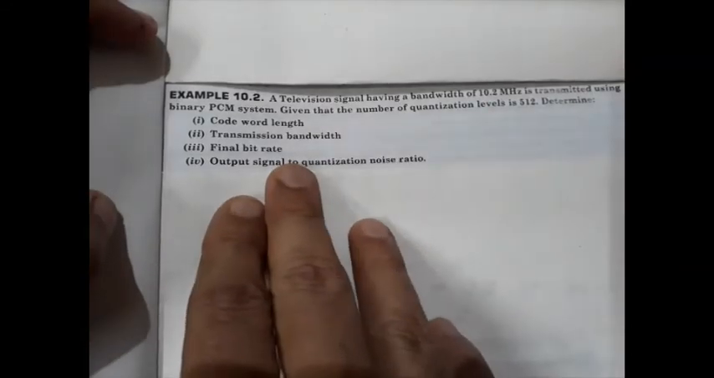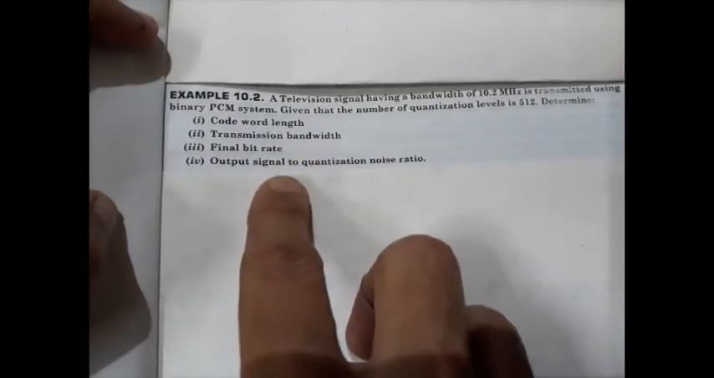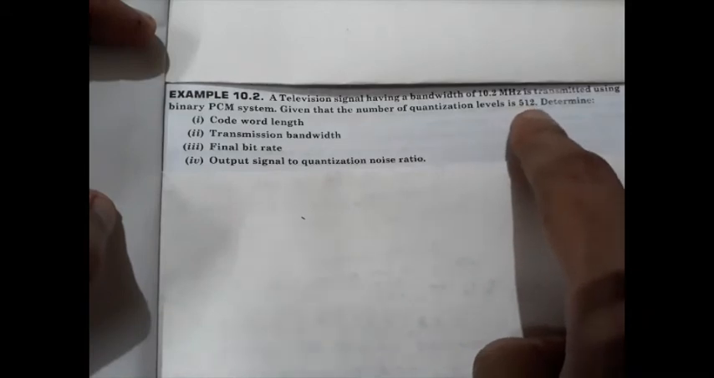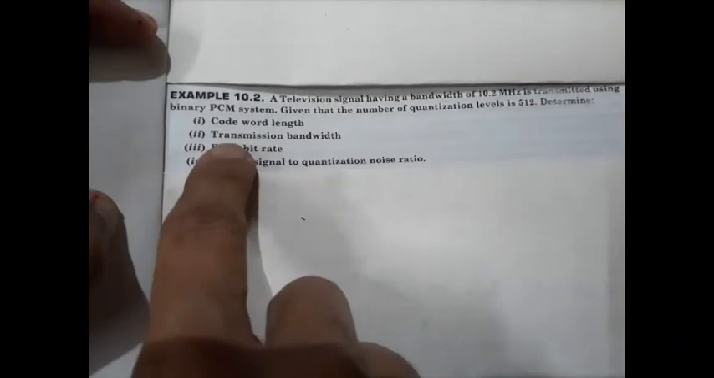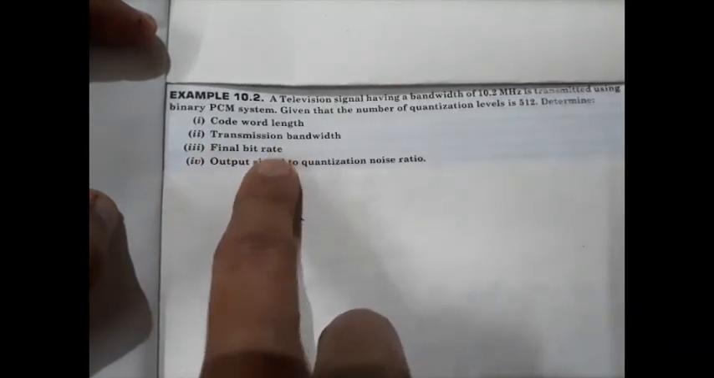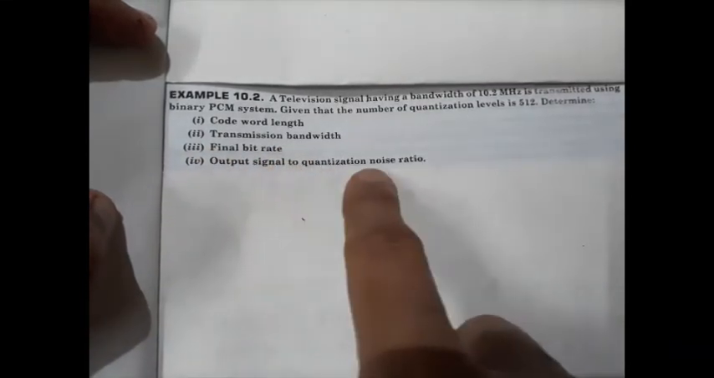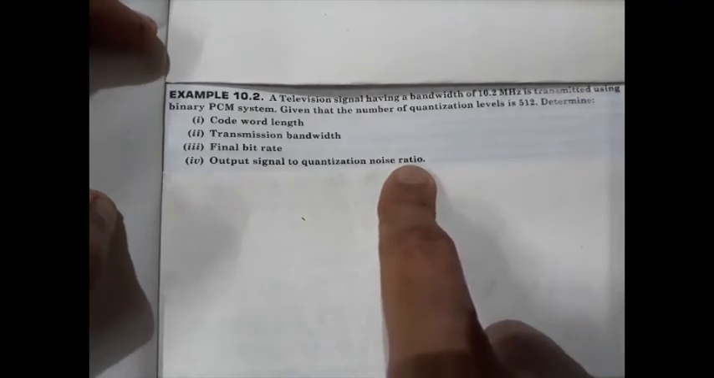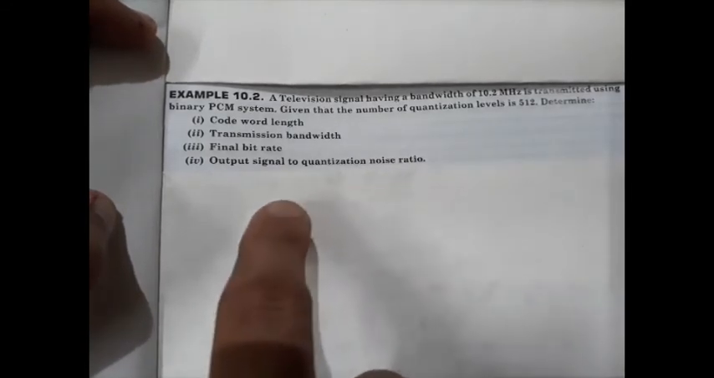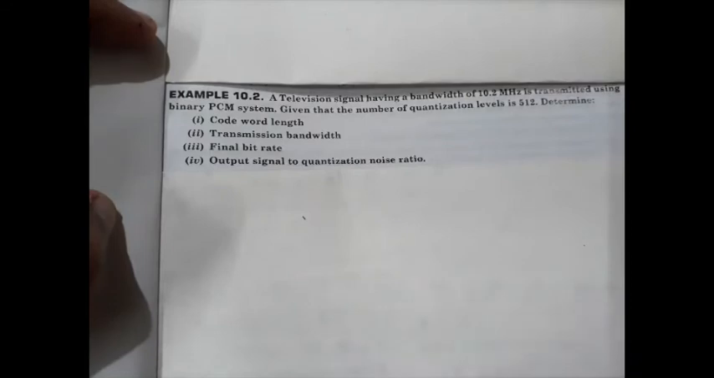Now we will consider another numerical problem. A television signal having a bandwidth of 10.2 MHz is transmitted using binary PCM system. Given that the number of quantization levels is 512, determine the code word length, transmission bandwidth, final bit rate, and output signal to quantization noise ratio. So this is the problem. So let us try to solve this problem.